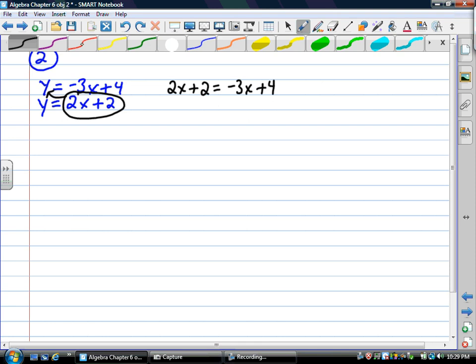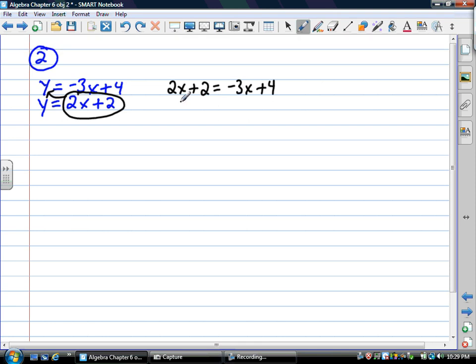Hopefully you recognize that we have variables on both sides of the equation. I want to remove the variable with the smaller coefficient. Negative 3 has a smaller coefficient than positive 2. So I'd want to add 3x to both sides of this equation. We get 5x plus 2 is going to be equal to, well, that's now 0. So I have 4 on the right side of the equation.